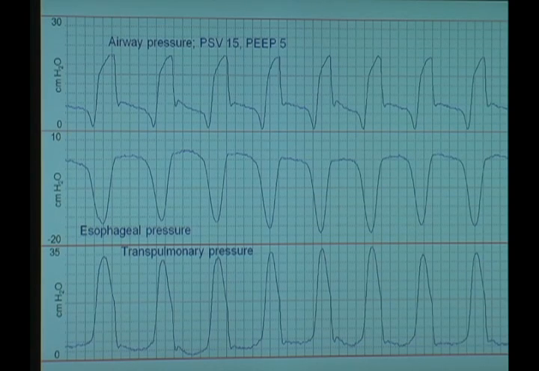That's reaching the limits of what we would accept for lung injury. Now, even worse.